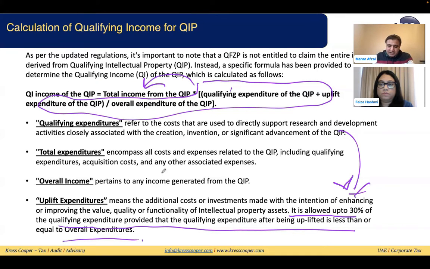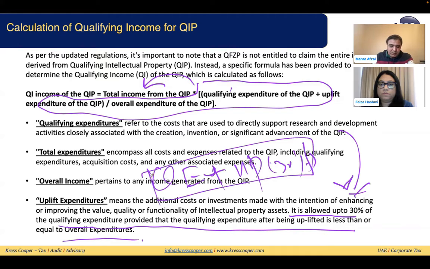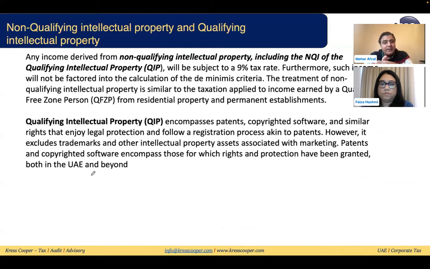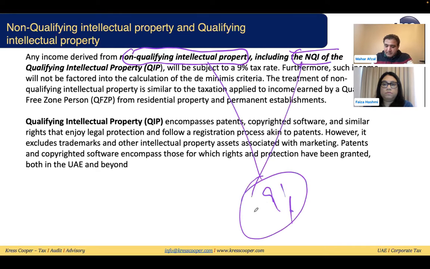So qualifying expenditure plus uplift expenditure, which should be maximum 30%, these both should not be more than overall expenditure. So divided by the overall expenditure, this is the fraction based upon which we can consider the qualifying income. Non-qualifying income, an important thing, I think I mentioned in the very beginning of the lecture as well. So non-qualifying income from the intellectual property plus the non-qualifying portion of the qualifying intellectual property, both will be subject to tax at 9%, and it will not be considered for de minimis criteria.